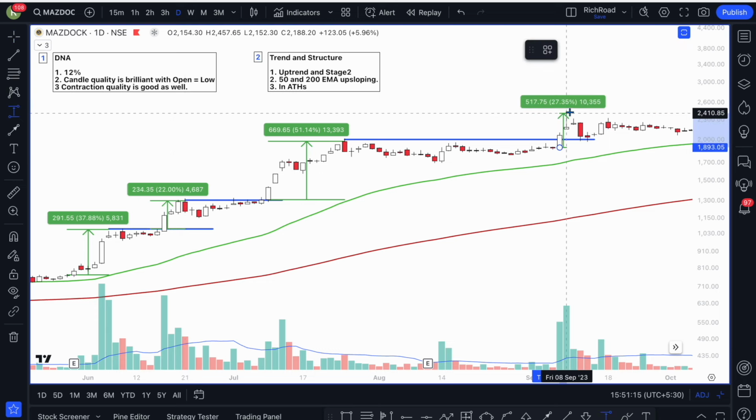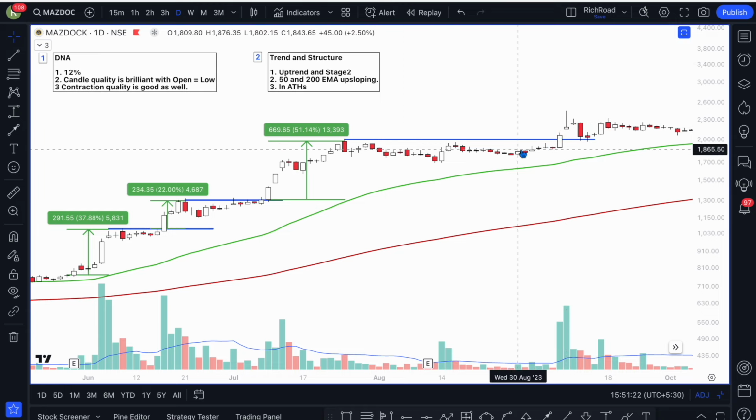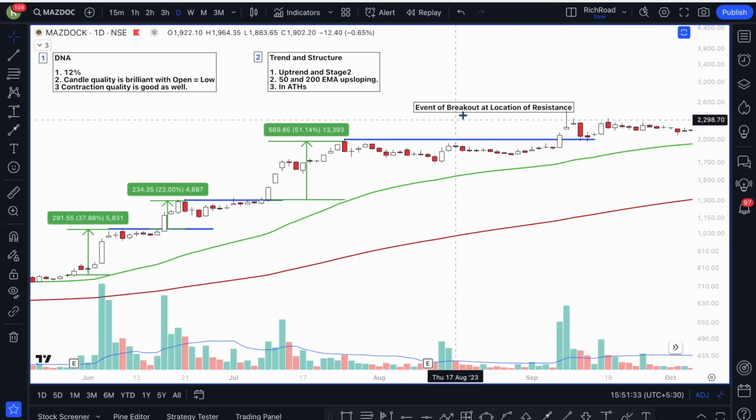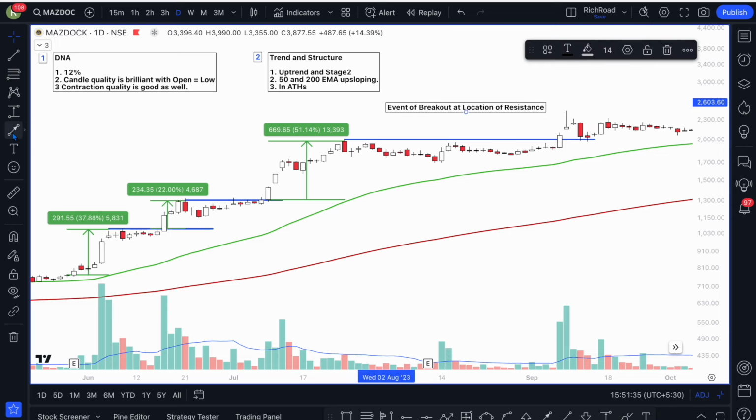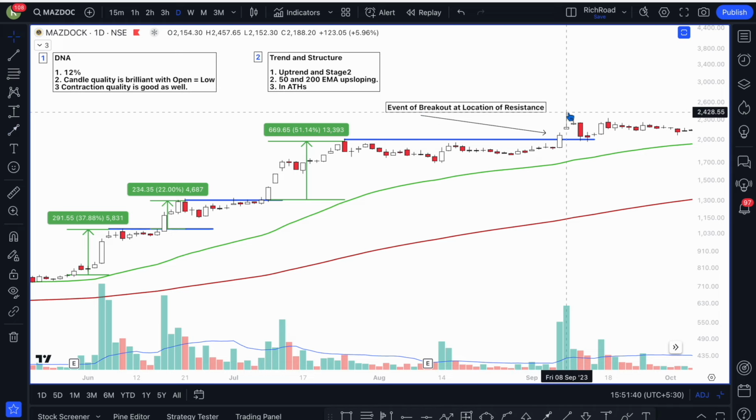You went up around 27%, but you came back down 15%. That is the problem we are looking at. You had a good contraction, pretty good quality contraction. And there was this event of breakout at the location of resistance. Okay. So if I'm putting my money, how do I know I have to book at 25% or so? How do I know, right? Because if by end of the day you would have seen, instead of plus 30% up, you would have been up only 15%. That's a loss of 15% of gains.